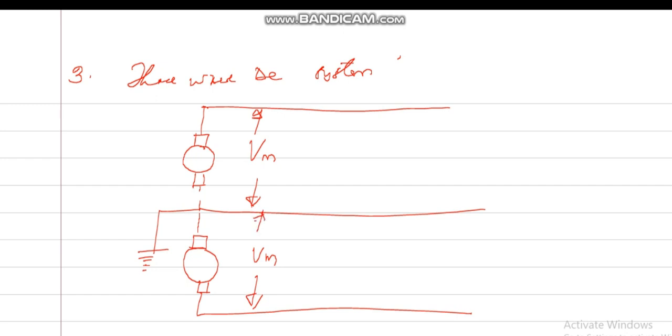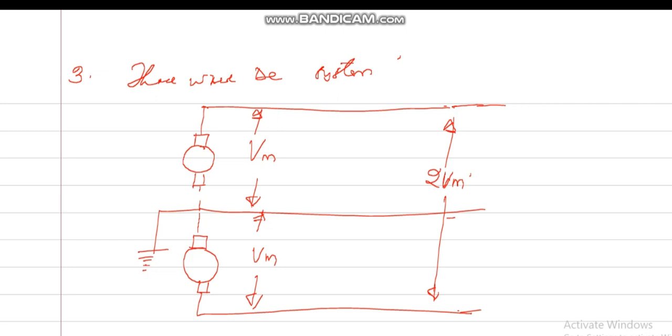Okay, if the load is connected between the two outers, the voltage between the two outers will be twice Vm. Katika 3-wire DC system, loads can be connected between one outer and the mid wire or between the two outers. Inategemea na voltage requirement of your load. Okay, kwa hiyo for this analysis we shall consider that the load will be connected between the two outers.